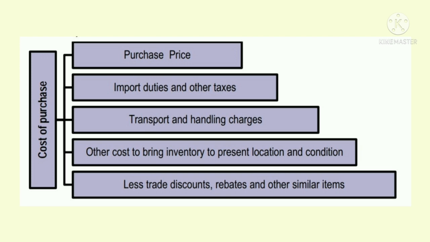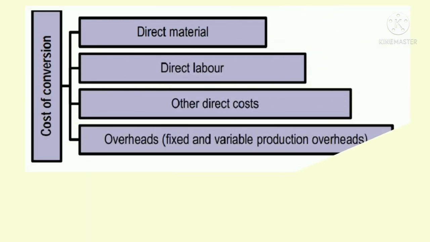Here there is an important point to be noted: we will only deduct trade discount and not the settlement discount or cash discount which are offered to the customers on prompt payment of inventories. Then we move to cost of conversion, which includes direct material, direct labor and other direct costs, and also all other indirect costs which we call overheads.